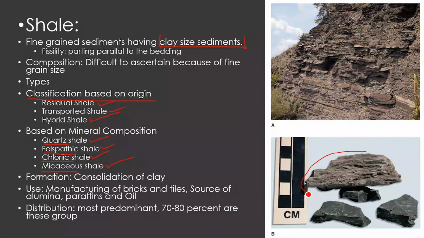If you see a rock which is very fine, where the grains are not visible, and it is not of igneous or metamorphic origin, we can say that it is a shale rock, which is a sedimentary rock.